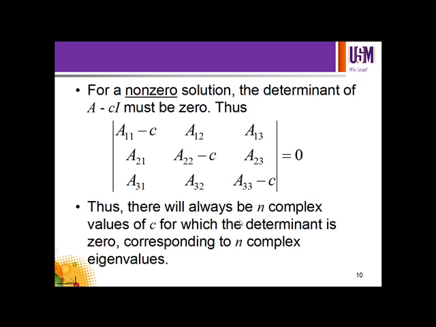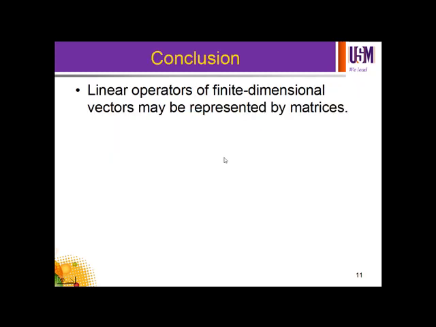Thus there will always be n complex values of C for which the determinant is 0, corresponding to n complex eigenvalues. So this is just 3 by 3, but if you have n complex eigenvalues, then we have n complex values for C. So in conclusion, linear operators of finite dimensional vectors may be represented by matrices. Theoretically, it can go to n dimensions. Thank you very much for your attention.